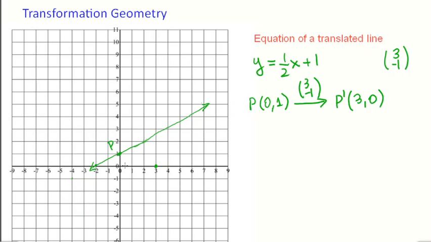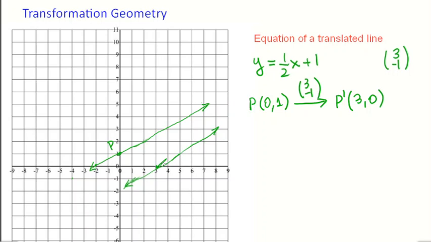But since I've just translated this line, it should have the same gradient. So this point should also be there, and this point should also be there. Rise over run, right? So my line would be something like that, right? If you're not very sure, that's fair enough.